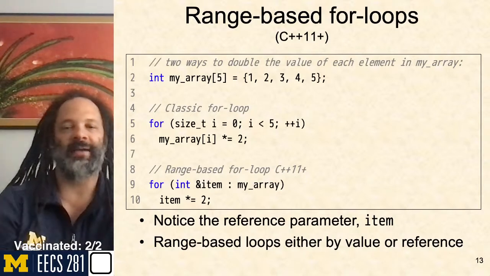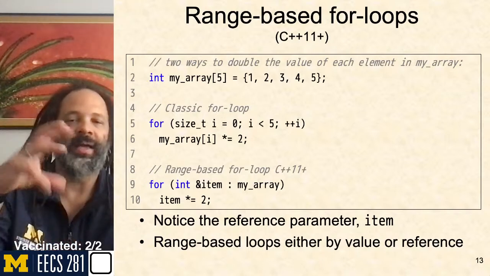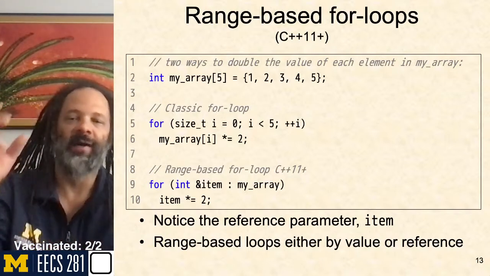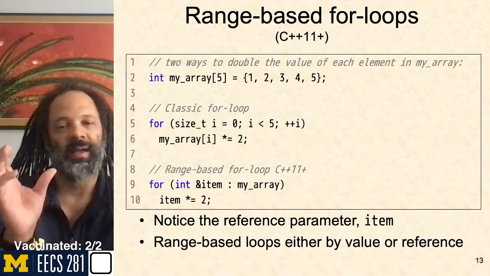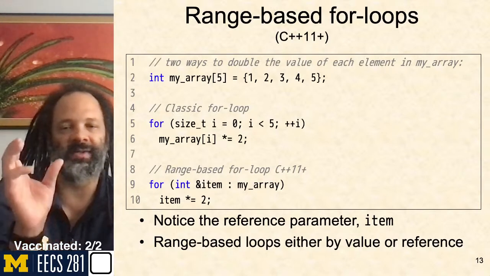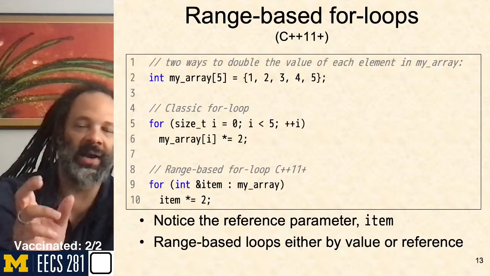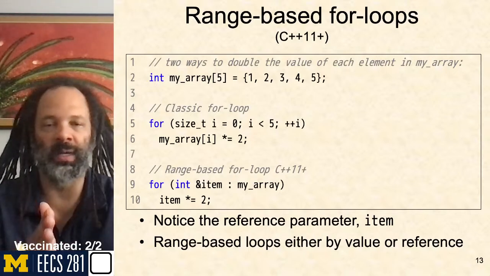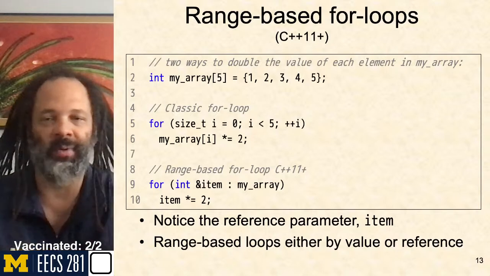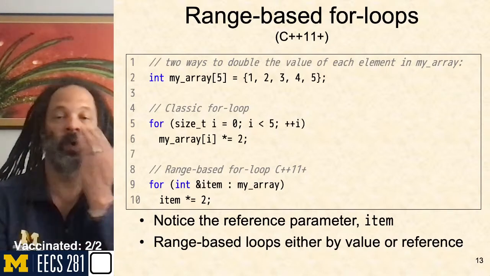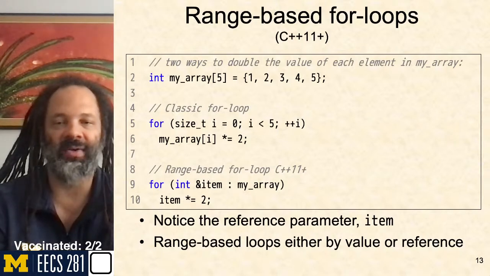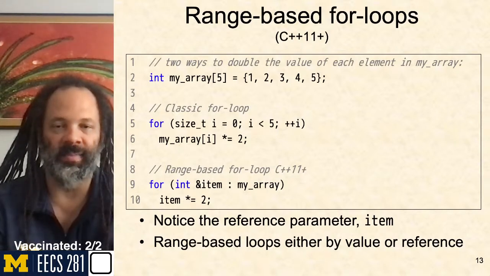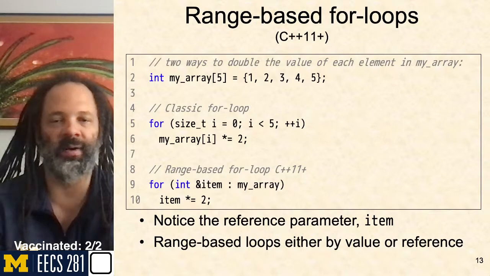So now I can say for item in container or for item in array. And we see that we've got for, and then inside the parentheses there's int, which is declaring a variable for me, and a colon, and the container that I'm looking at, which in this case is my C-style array. So what it does here is it goes through and assigns a value to item for every one of those values in my array.